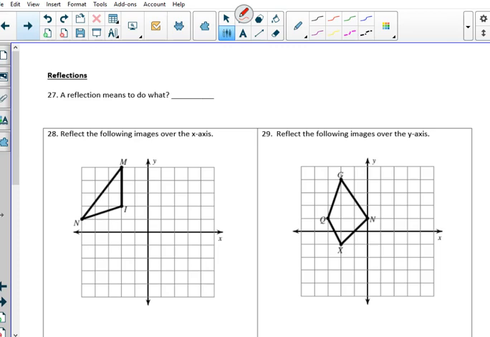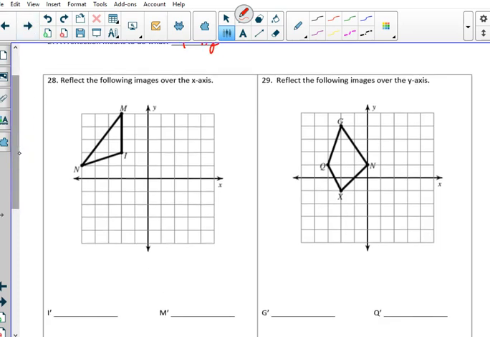Okay, reflect. Reflection means to do what? Well, when you reflect something, you flip it. Reflect over the x-axis. Well, this is the x-axis. Make sure you know where it is. Now, for this one, all you do is count. N is 1 above, so N prime is going to be 1 below. I is 2 above, so there's I prime. And M is 1, 2, 3, 4, 5 above, 1, 2, 3, 4, 5 basically down here, M prime.